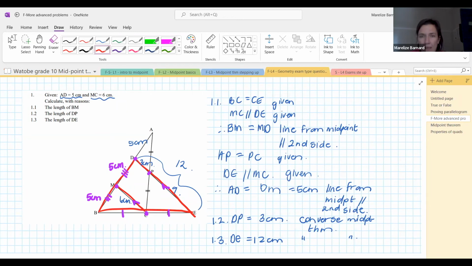Hi, ma'am. Hi there. When do we say midpoint? When do we say converse midpoint? You say converse when you have a midpoint and a parallel side. You use midpoint if you have two midpoints, so the midpoint on the one side and the midpoint on the other side. That's when you use midpoint. If there's a parallel line and one midpoint given, then it's converse midpoint theorem. Thank you, ma'am. Okay, no problem.